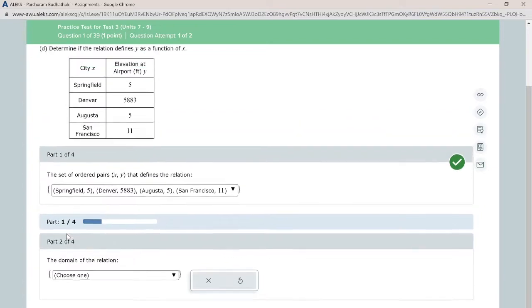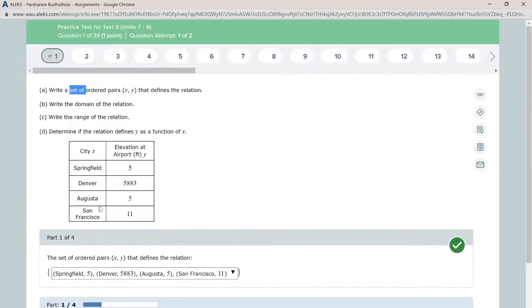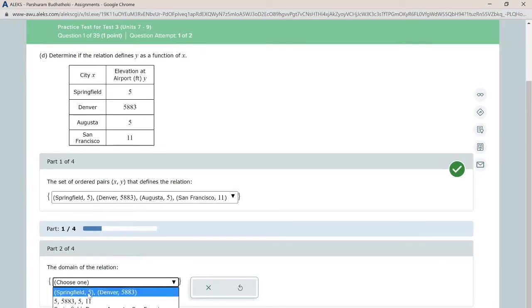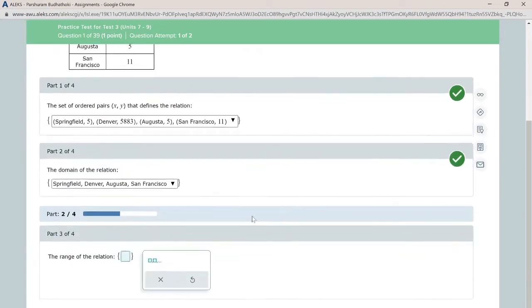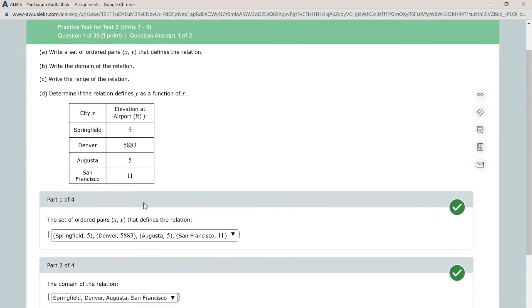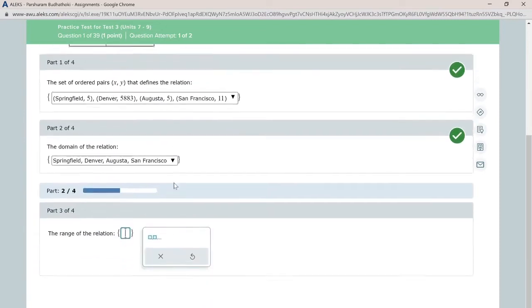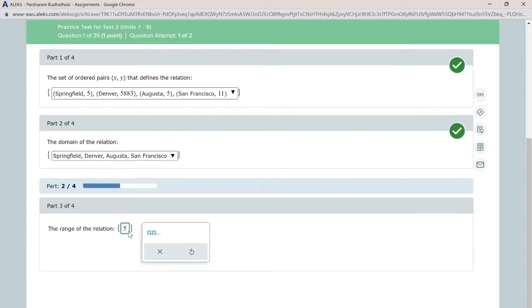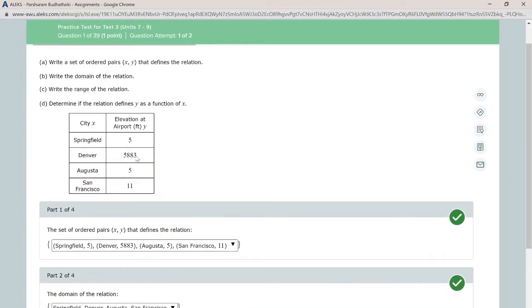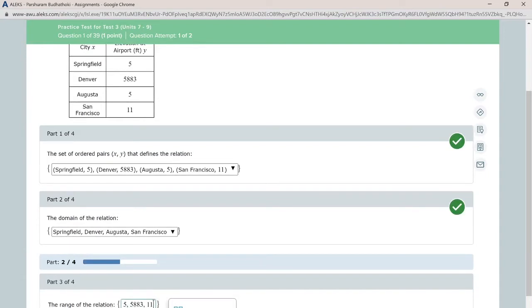Okay, so what's the second question? The domain of the relation. Domain means always the x value. So all these names, that's the domain. So Springfield, Denver, Augusta, San Francisco, that's the domain. The range, it's all the y values. So here in this case 5, 5883, 5 and 11, but you don't have to write down the 5 twice. Okay, 5, 5883 and 11. You don't have to repeat this 5.